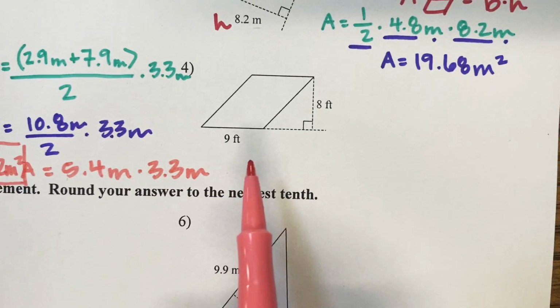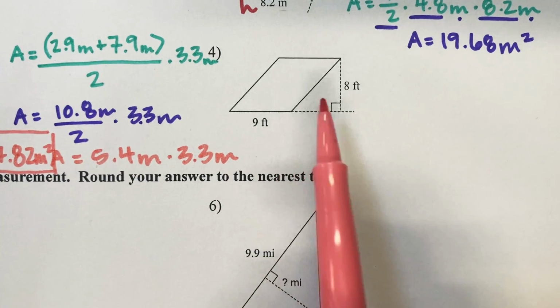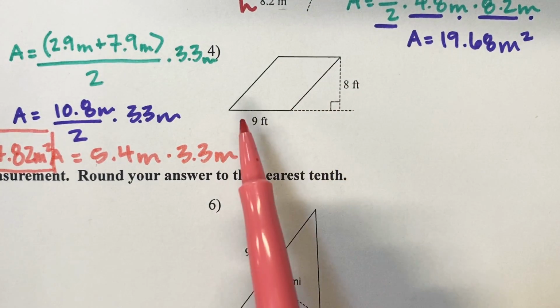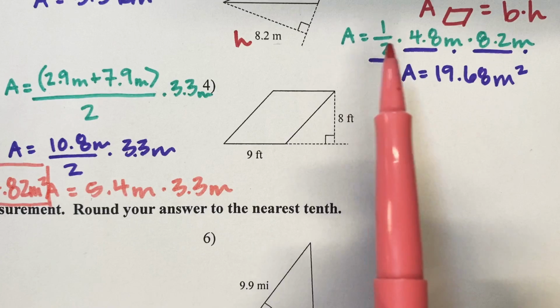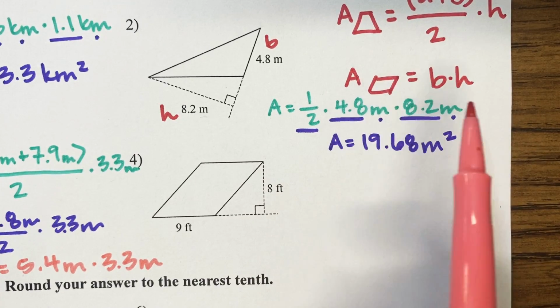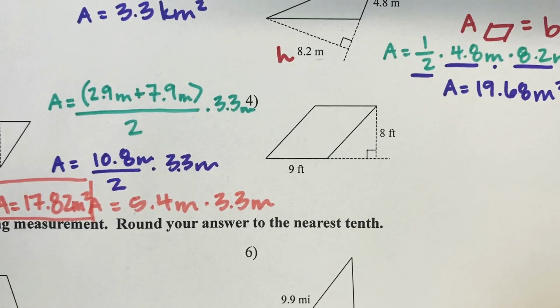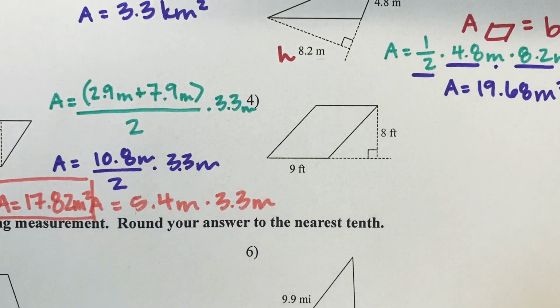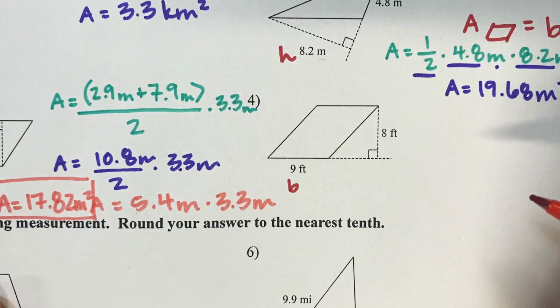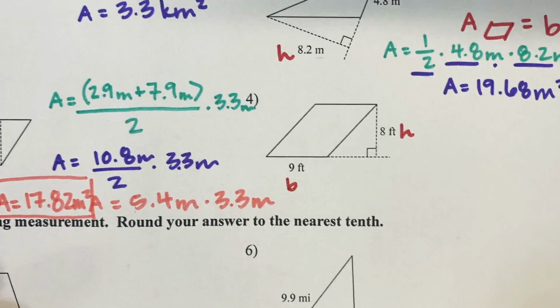Okay, let's go ahead and look at number 4. What shape is number 4? Remember, this slanty rectangle is a parallelogram. So there's 2 things we need to identify, our base and our height. Our base, think bottom, and our height, how tall it is. So our base is 9, and our height is 8.